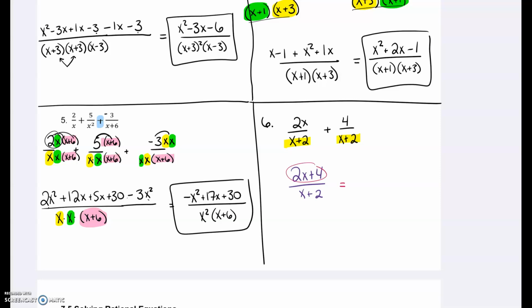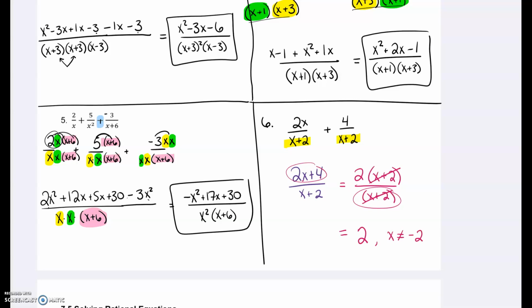I see that 2x and 4 have 2 in common. So 2x divided by 2 is x, 4 divided by 2 is 2. So this is actually 2 times x plus 2 divided by x plus 2. Those x plus 2's would then cancel, and your answer would simply be 2. And because this canceled on the bottom, you would have to also add that x can't equal negative 2.